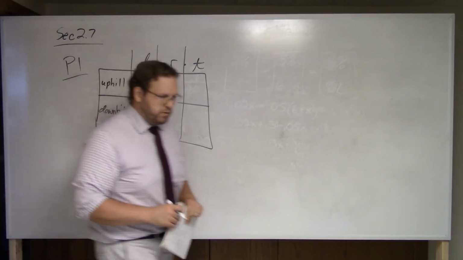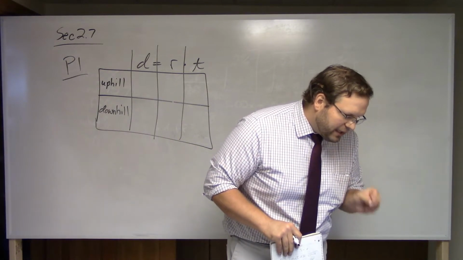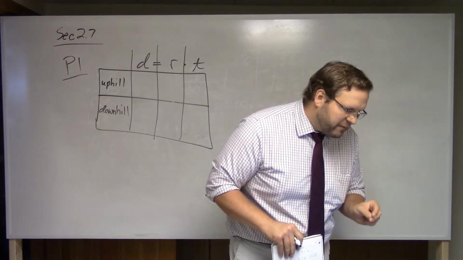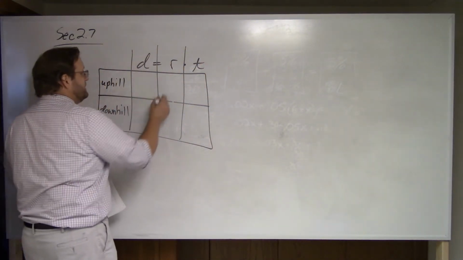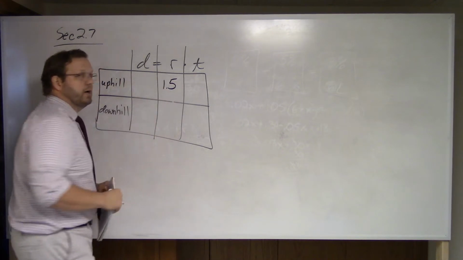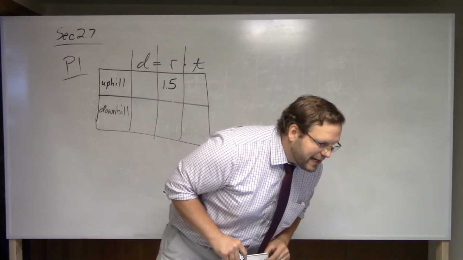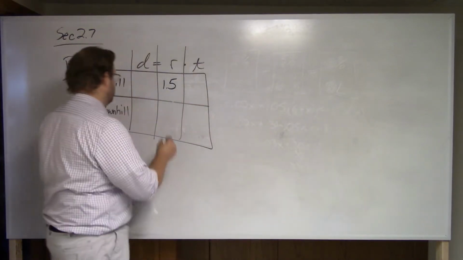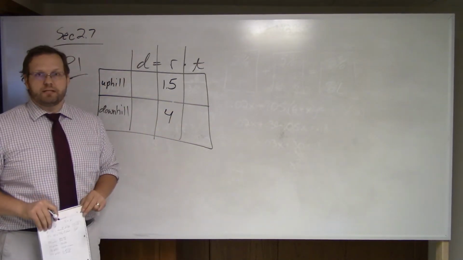So let's look at this problem again. It says, they hiked uphill at a steady pace of 1.5 miles per hour. So uphill, they gave you that the rate is 1.5 miles per hour. And if you read on, it says, and downhill at a rate of 4 miles per hour. They gave you the rates.